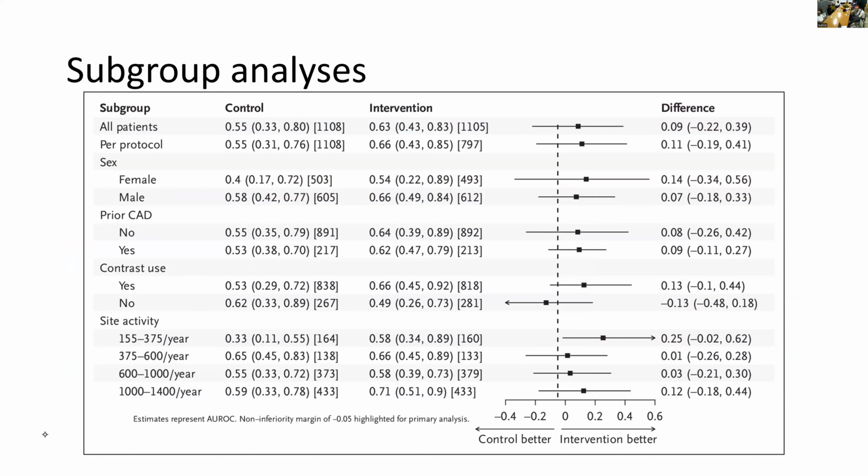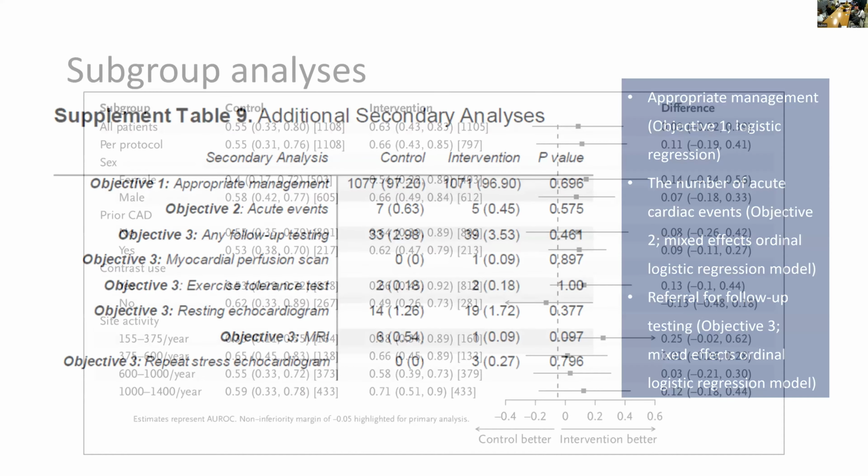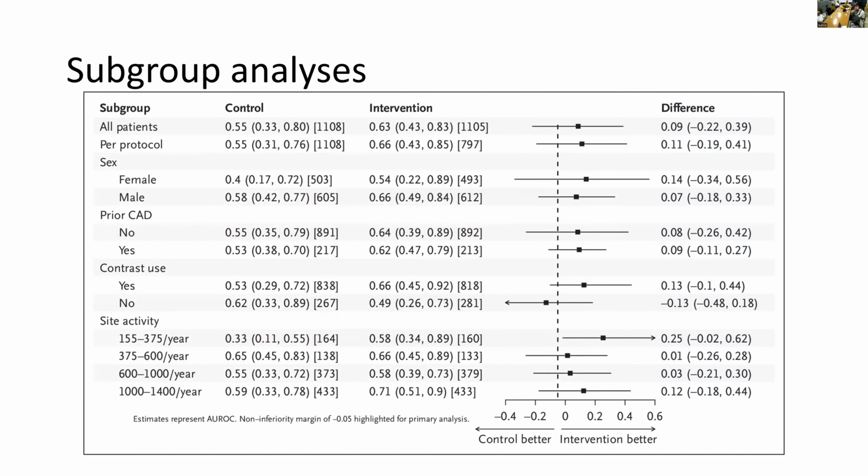In fact, when they didn't use contrast, control seemed to be better than intervention, but again, the difference is not significant. And it seemed that in low volume centers, maybe intervention was better than control, but again, the result is not very precise. So maybe in a high volume center, the person doing the stress echo is so good at it that the intervention doesn't really make a difference. And it's also the clinician's judgment. It may not be just based on the stress echo.